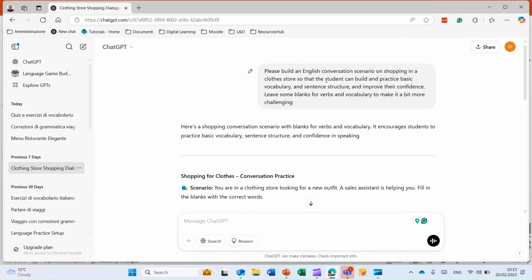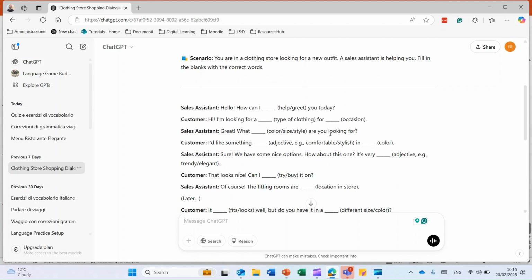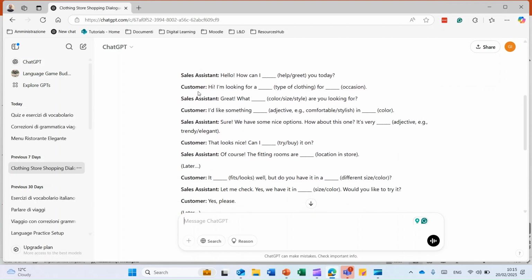is, please build an English conversation scenario on shopping in a clothes store, so that the student can build and practice basic vocabulary and sentence structure and improve their confidence. Leave some blanks for verbs and vocabulary to make it a bit more challenging. So as you can see, here I have sales assistant and customer, and I have the blanks to be filled up with either verbs or words that I know.